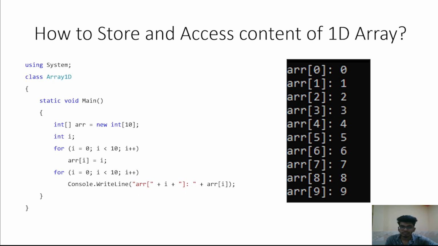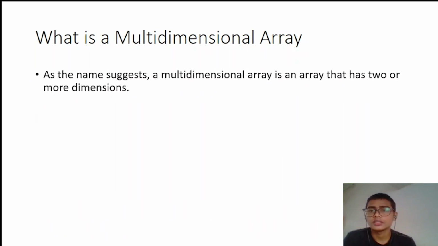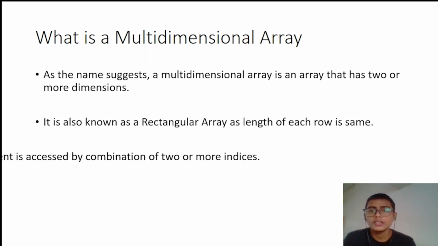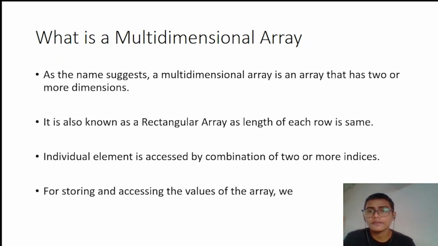So let's see what a multi-dimensional array is. A multidimensional array is one that has two or more dimensions and accesses each element using a combination of two or more indices because each row's length is the same. It is also known as a rectangular array in C#. It can be 2D, 3D or multidimensional. A nested loop is required for storing and accessing the array's values.